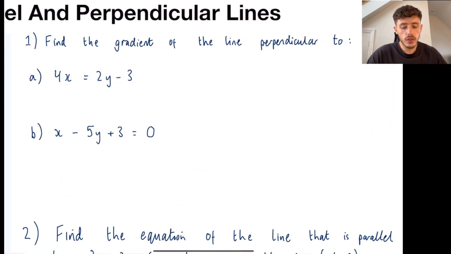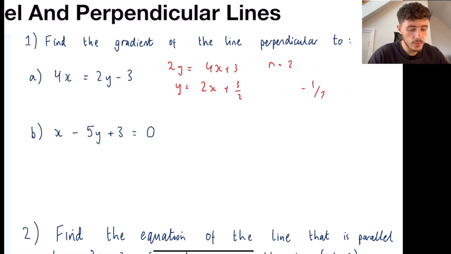Question number 1. Find the gradient of the line perpendicular to 4x equals 2y minus 3. Again, convert this into your y equals mx plus c. So for a, we can add 3 onto both sides. So we have 2y equals 4x plus 3. And then we can halve it. So we have y equals 2x plus 3 over 2. And because here the gradient is 2, the m value, then the negative reciprocal of that is going to be minus a half. And that's our final answer.